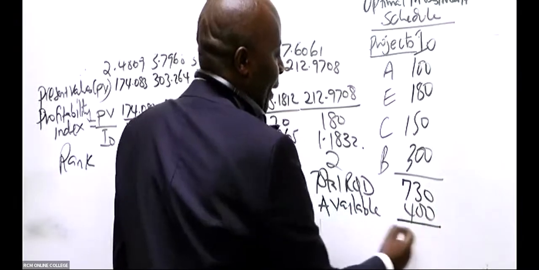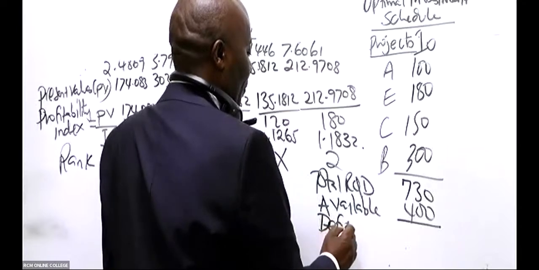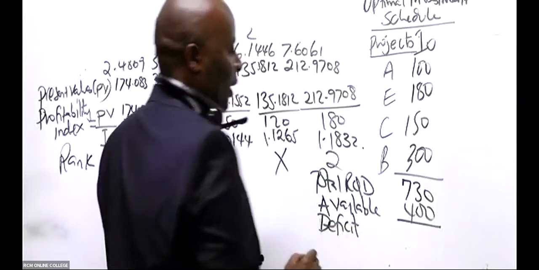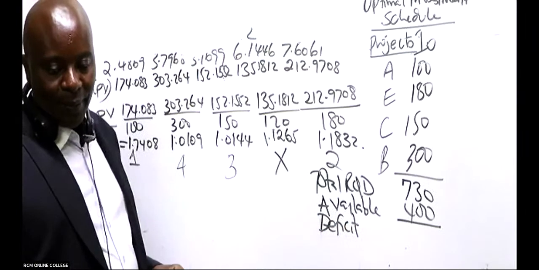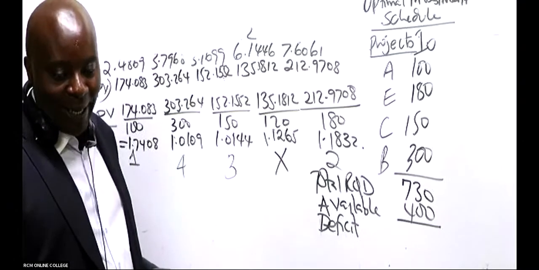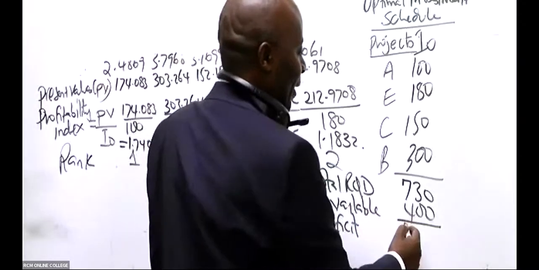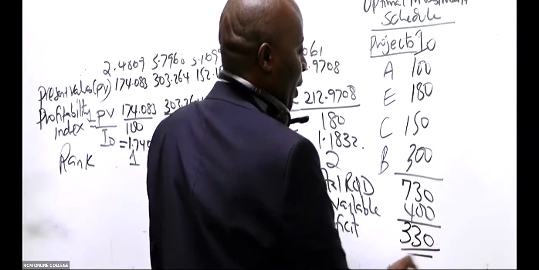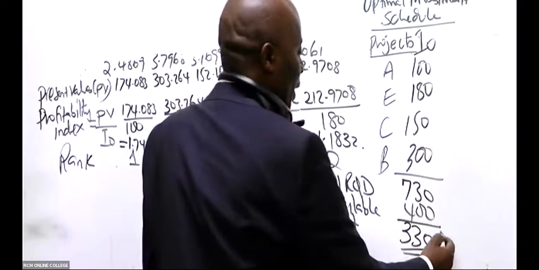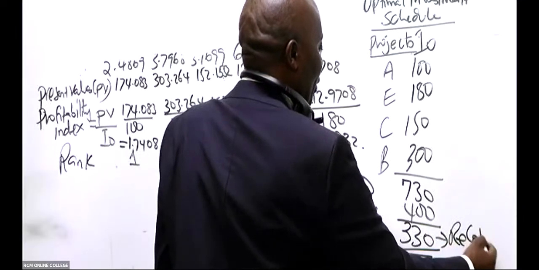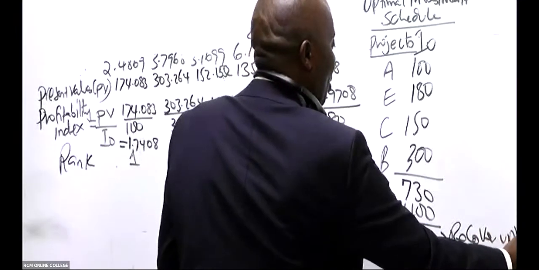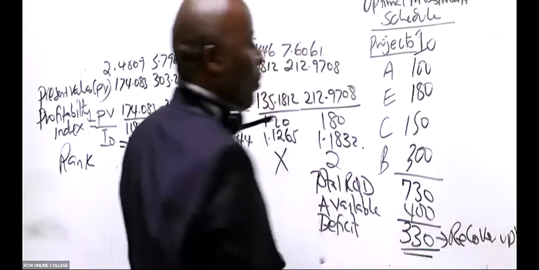So then come here and give us the deficit. Deficit, subtract. So subtract, what do we get as the deficit? 330. So this deficit is what we recover upwards. You recover upwards.